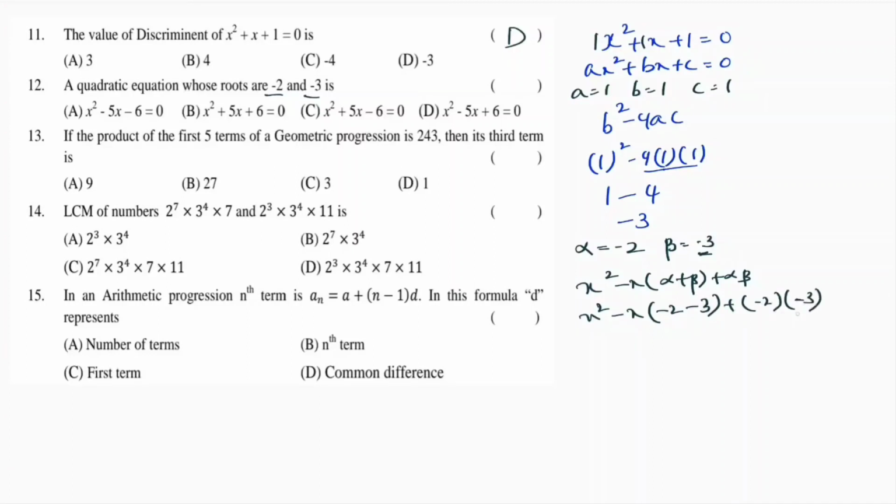into minus 3. So x square minus x into (minus 2 minus 3, which is minus 5) plus minus into minus is 2 times 3, 6. So x square minus into minus, plus 5x plus 6. So x square plus 5x plus 6 equals 0. So the quadratic equation is x square plus 5x plus 6. So the correct option is B.